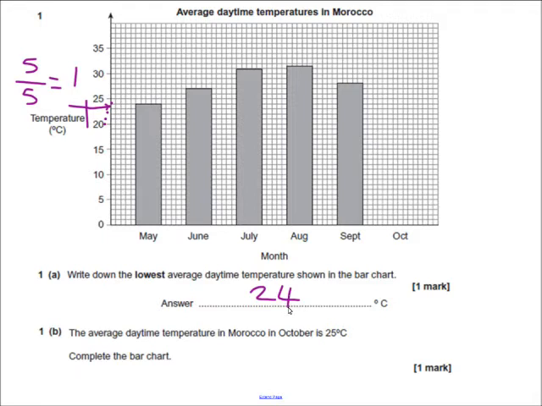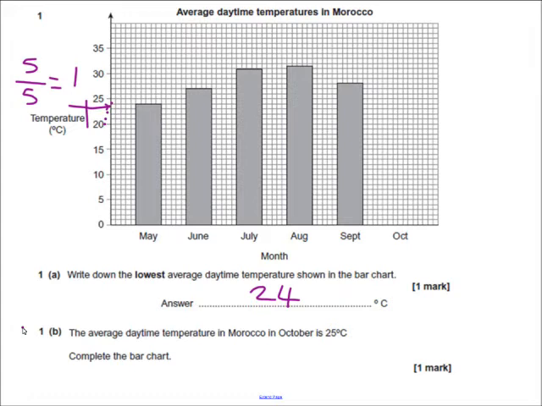It's then asking in question 1b for the average daytime temperature in Morocco in October, which is 25, and asking us to complete the bar chart. Now again, you have to keep the format of what's happened already.